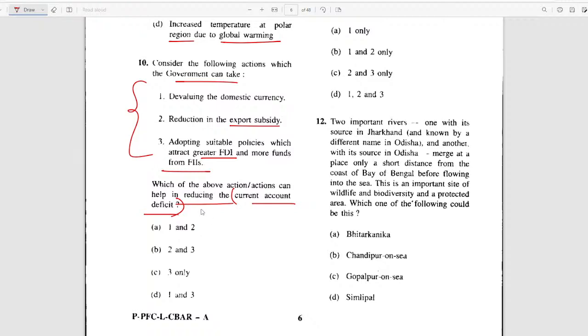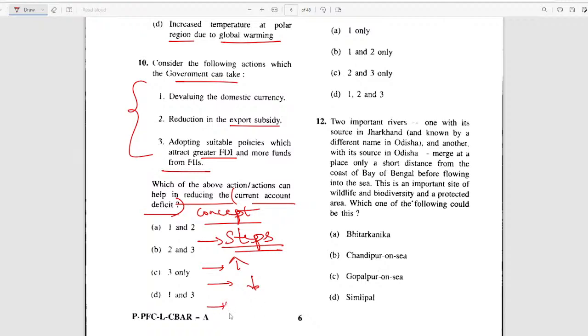So these are all conceptual questions. You have to understand what is current account deficit and whether there are any steps that are taken by the government to reduce current account deficit. If the current account deficit increases, what will happen? If the current account deficit decreases, what will happen? These are the things that you have to read. Whenever you are reading that, you have to understand what is actually a current account deficit, how it is created, how it can be reduced, what will happen if it increases, what will happen if it decreases, and what are the steps that the government is taking to reduce that.